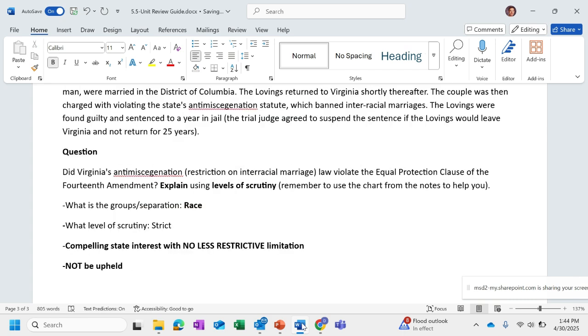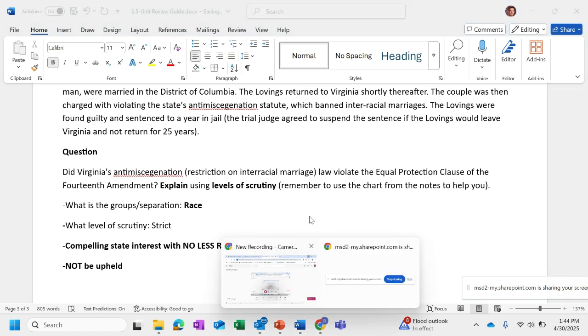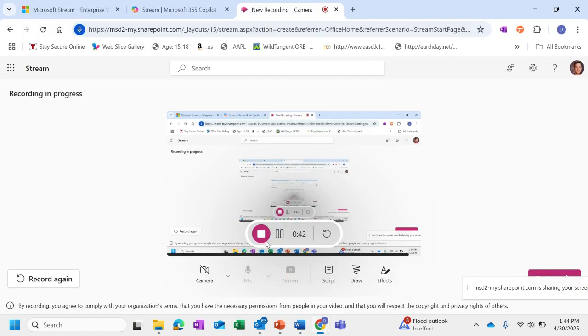Again, these are just thinking patterns and just thinking through things constitutionally and how they work and analyzing situations. So if you have any questions, let me know.